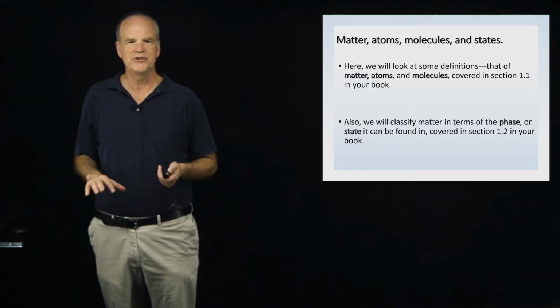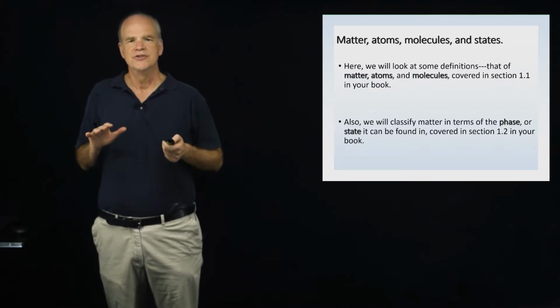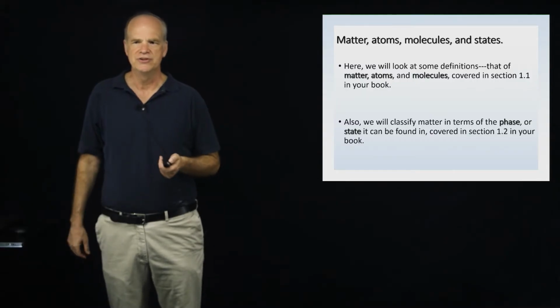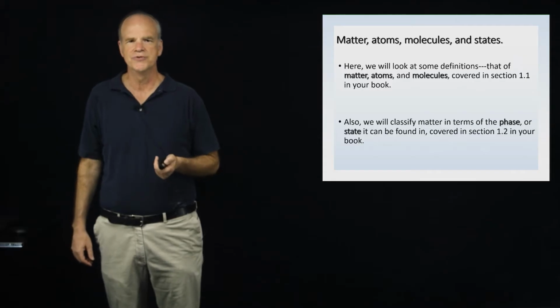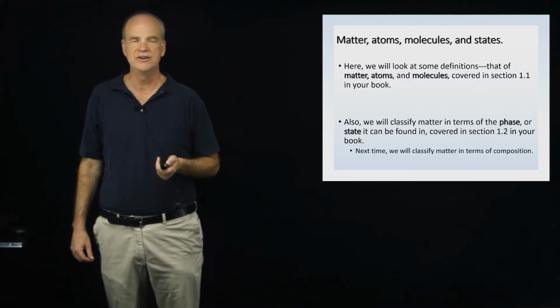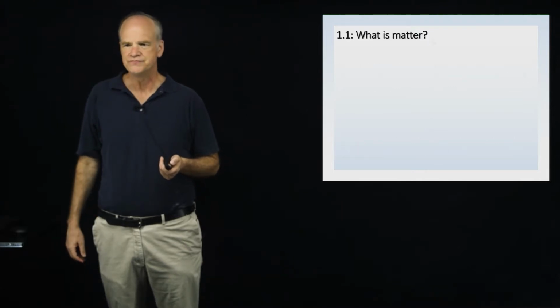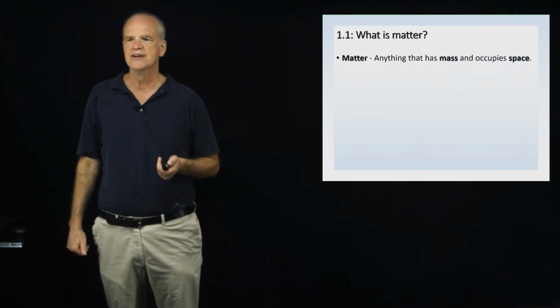Then we want to start out by describing the 3 or 4 states that matter can occupy, which is something you need to know, and that's covered in section 1.2 of your book. Next time we'll talk about how to classify matter by composition. Okay, so what is matter?